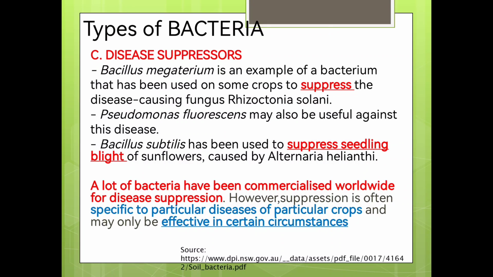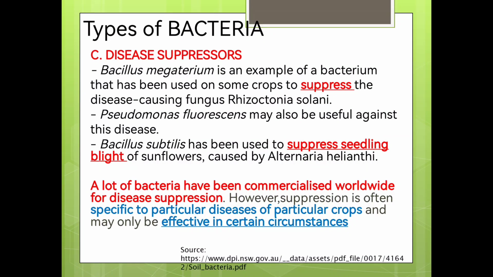And even the Pseudomonas fluorescens may also be used against the Rhizoctonia, which affects different crops. And also, the Bacillus subtilis has been used to suppress seedling blight of sunflowers caused by Alternaria helianthi. A lot of bacteria have been commercialized worldwide for disease suppression.